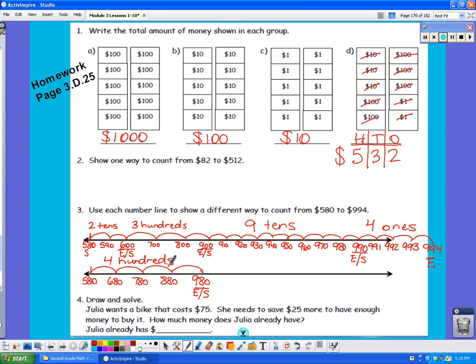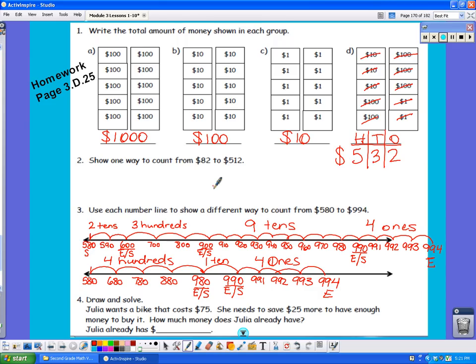Let's start counting by tens to get to our 994. 980, 990. Oh, I'm going to underline and end counting by tens here because if I count by any more tens, I'm going to go over my number. So I counted by 1 ten. And then finally, I'm going to count 991, 992, 993, and 994. That's my ending number, and I counted by 4 ones.